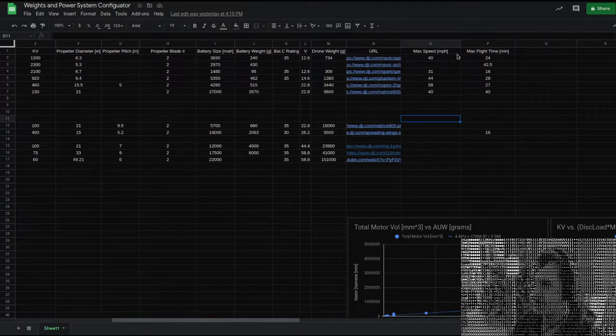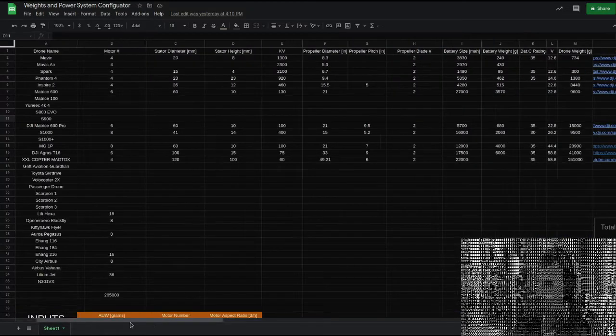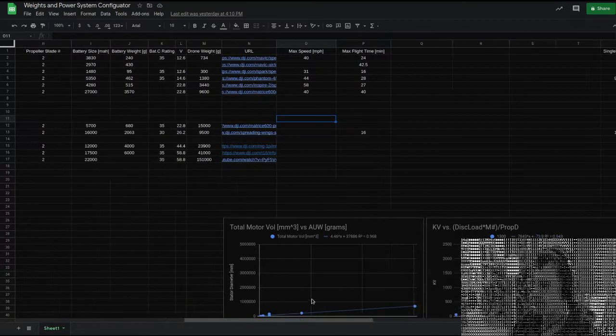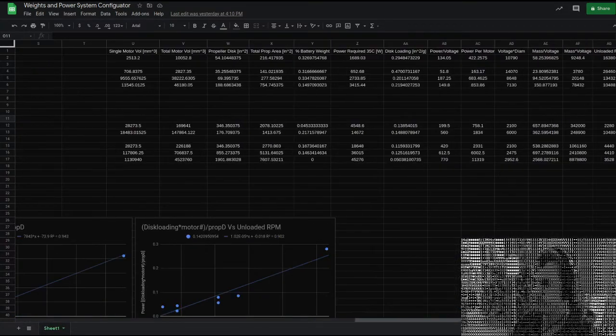So I haven't been able to incorporate all this information yet, like the speed and flight times, because I'm mostly just focusing on the hovering qualities of the quadcopters. And you can expand this data just by multiplying it to get more complicated information like single motor volume, propeller disc, total propeller disc area, battery weight percentage.